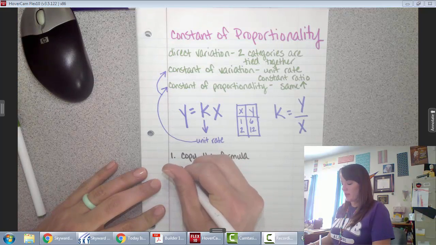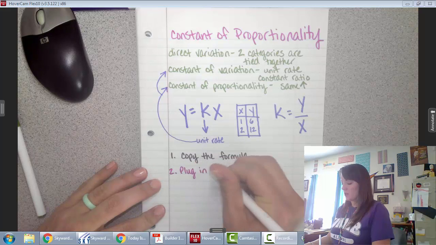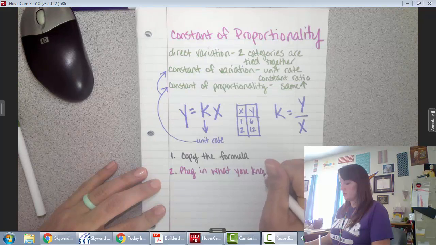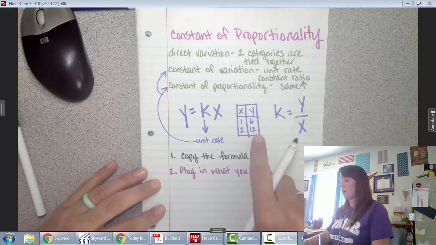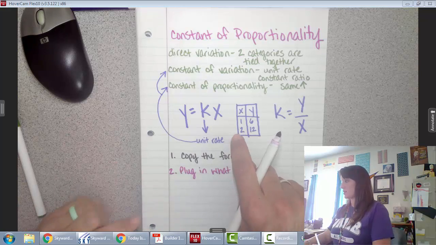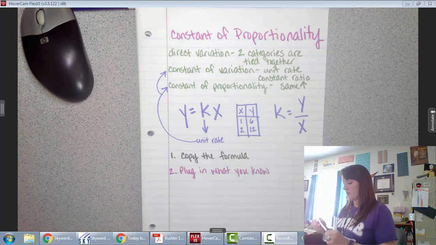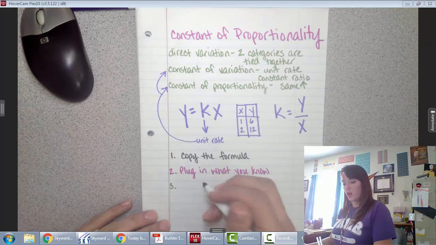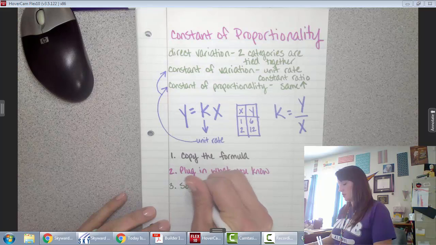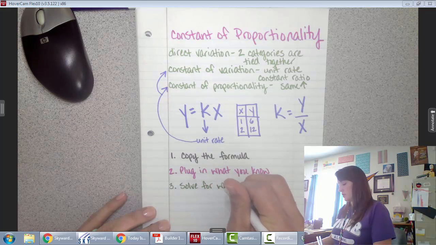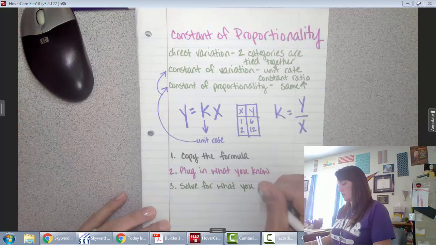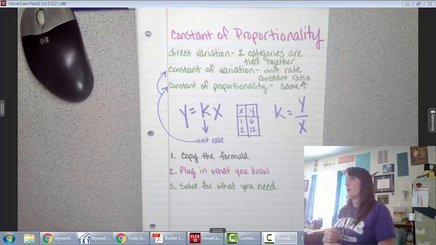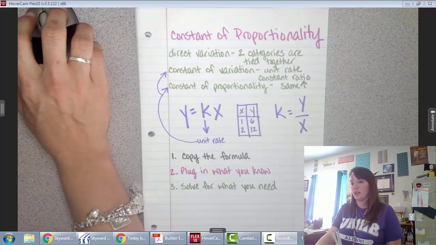Step 2, you are going to plug in what you know. So like for y and x, we know y and we know x. And then lastly, you're going to solve for what you need. And that's where we're going to call it quits for part 1 of constant of proportionality.